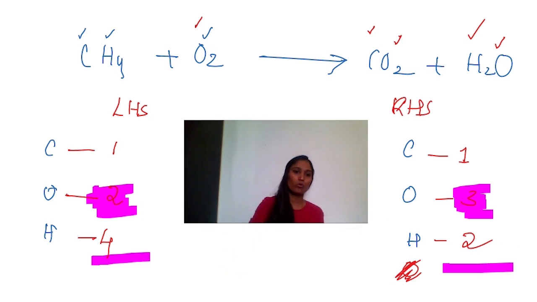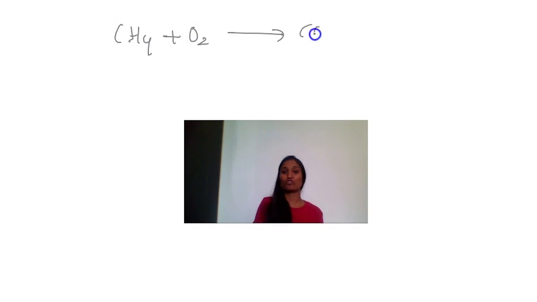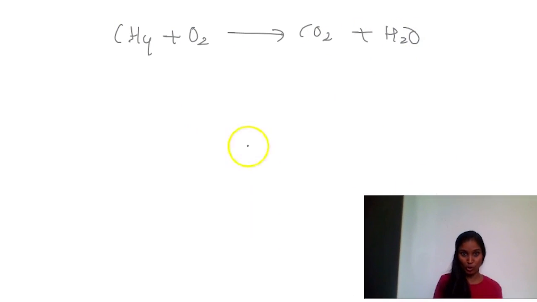Go to step 2. What is step 2? Step 2 is equalizing the number of atoms on both sides. Because we messed up the page, I'm writing the equation once more. CH4 plus O2 leading to the formation of CO2 plus H2O. You don't need to write it again if you haven't messed up your page.